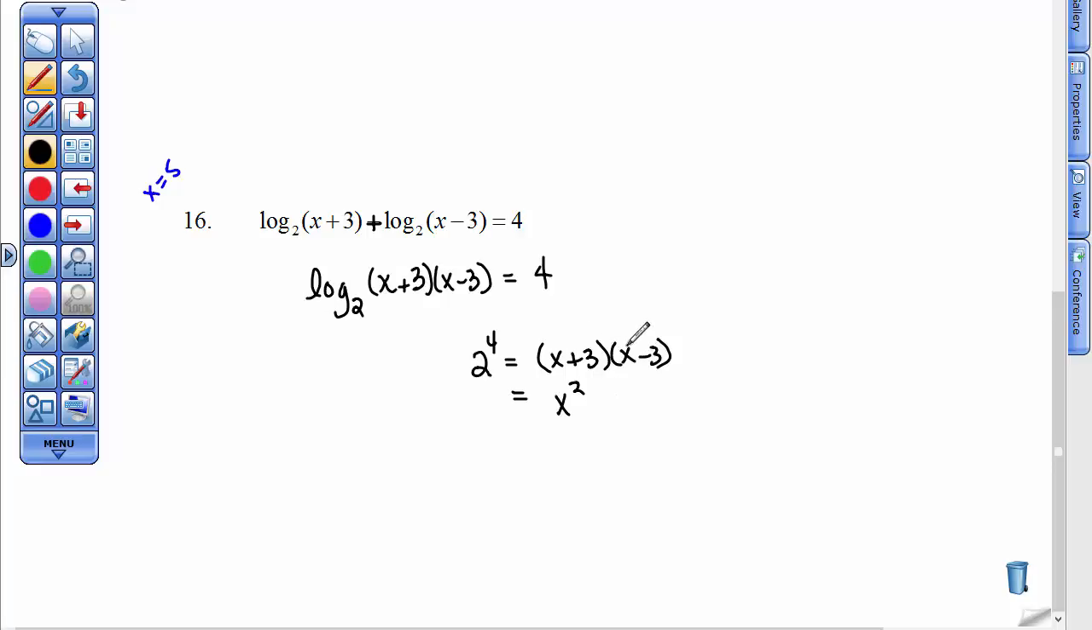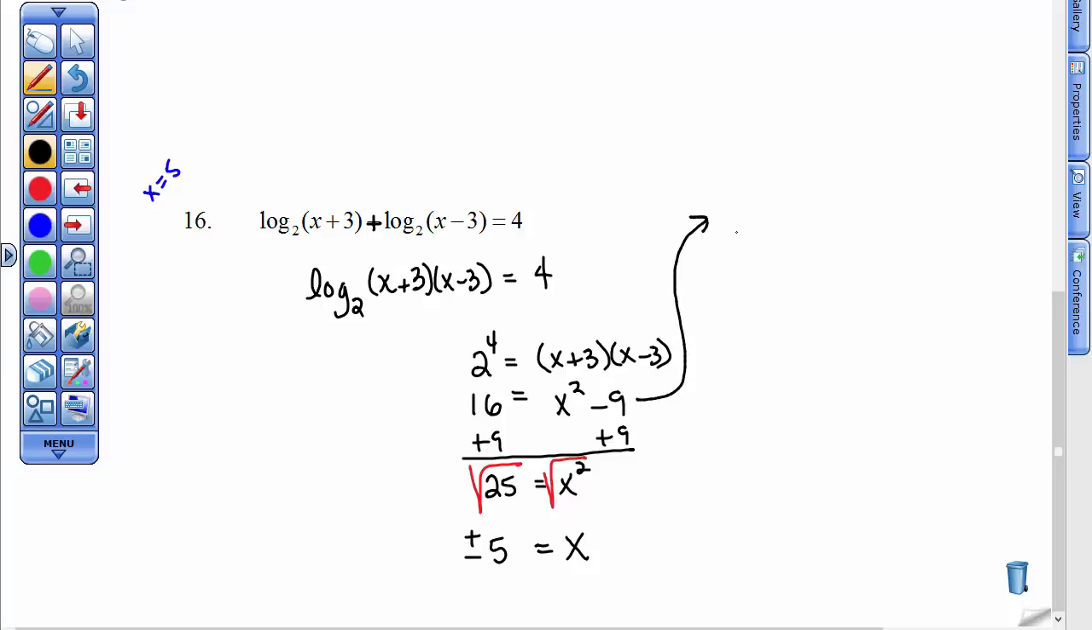So x times x is x squared. This minus 3x and that positive 3x adds to be 0. And then the positive 3 times the minus 3 is a minus 9. Again, 2 to the 4th is 16. You have two options. You can add 9 to both sides, and you can get 25 equals x squared, and then you can take the square root of both sides. I just want you to know that the square root of 25 is both plus and minus 5. So remember, every quadratic equation has two answers.